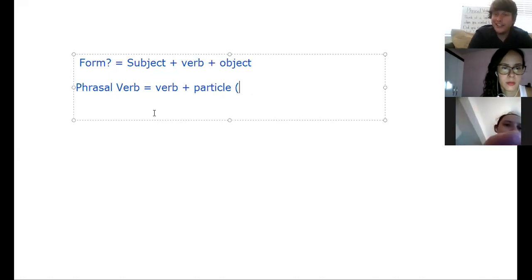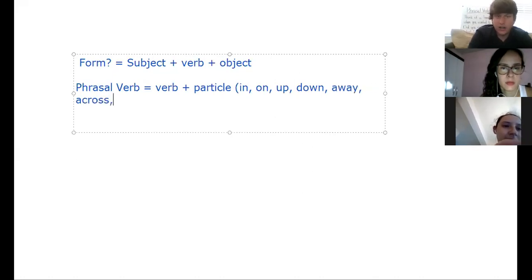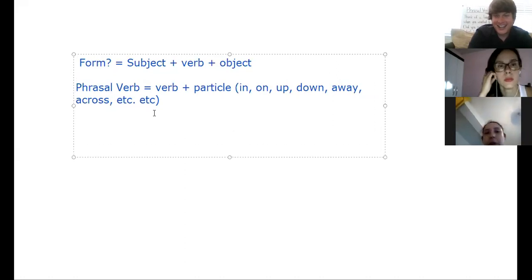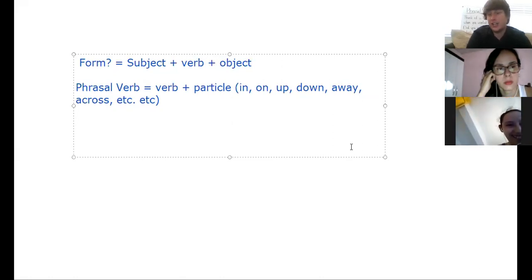A particle is a word like in, on, up, down, away, across, etc. It's like a preposition, but it's not technically a preposition because, in this context, we call it a particle because it's being used differently.